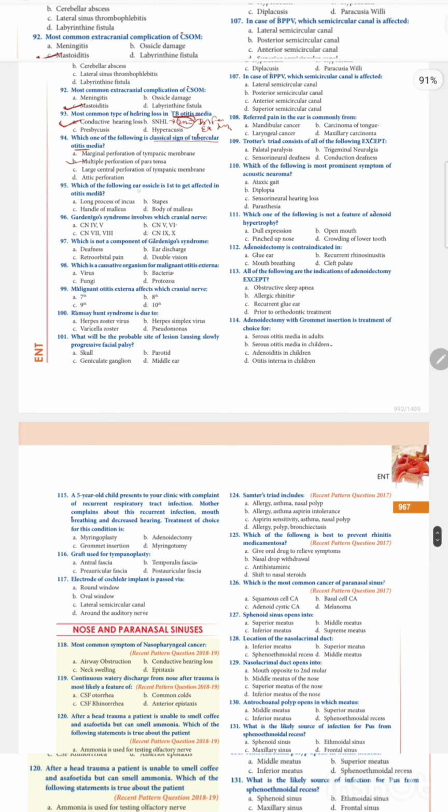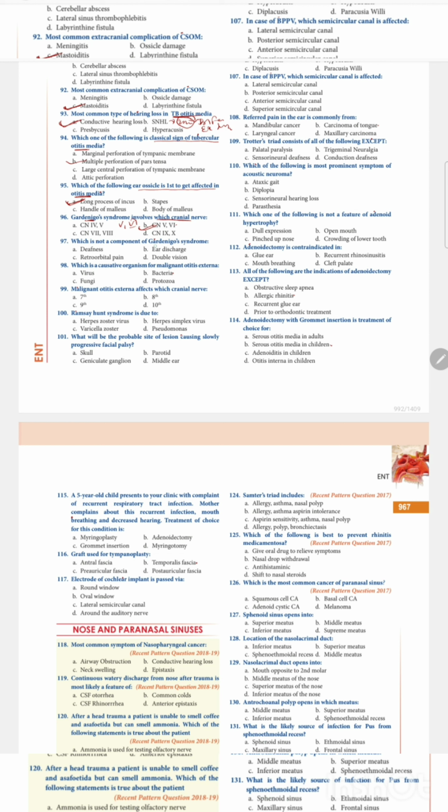Which of the following ear ossicles is first to get affected in otitis media? The long process of incus. Gradenigo syndrome involves which cranial nerves? Gradenigo syndrome involves the 5th and 6th cranial nerves.